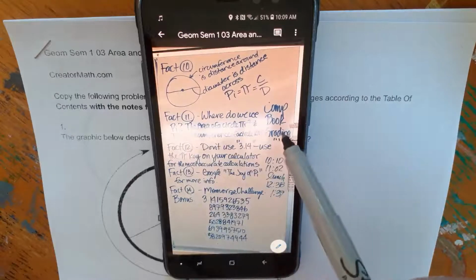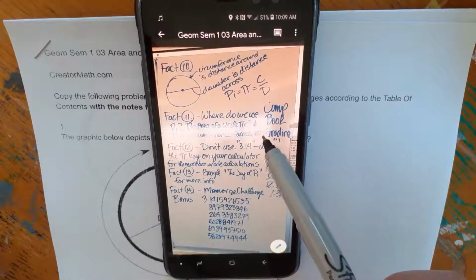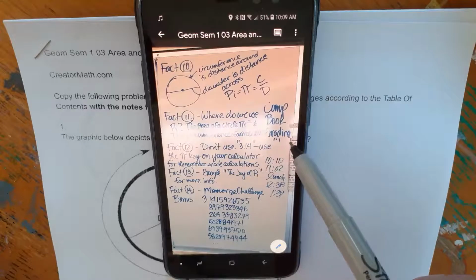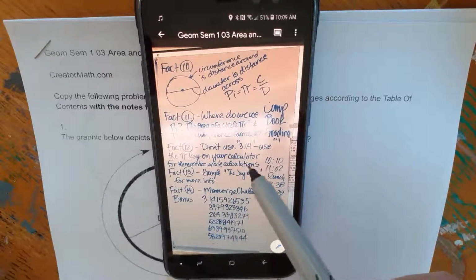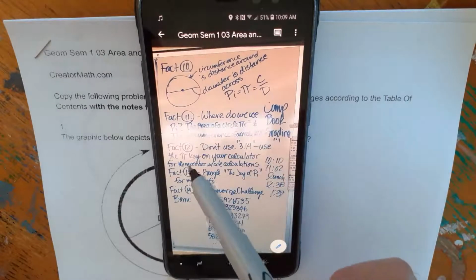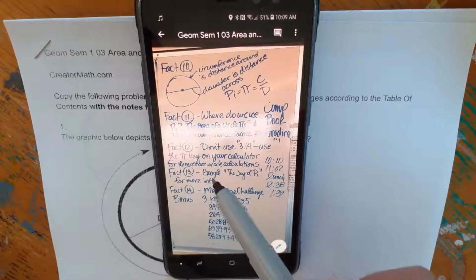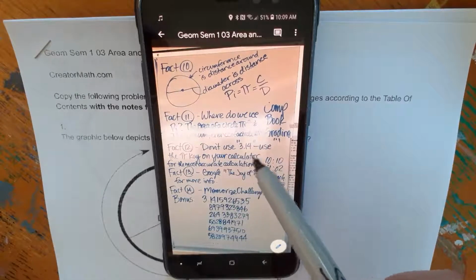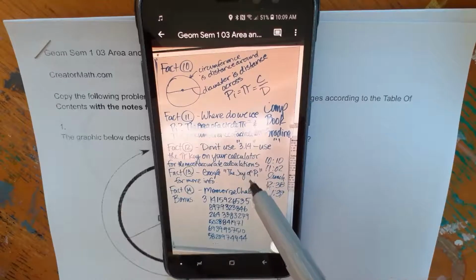Fact 11, where do we use pi? The area of a circle is pi r squared. The circumference of a circle is 2 pi r. Fact 12, don't use 3.14. Use the pi key on your calculator for the most accurate calculations. It's got more digits than just 3.14 after the decimal.